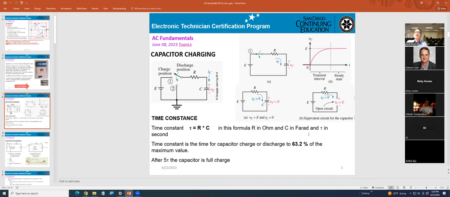On the B, they say equivalent circuit for the capacitor. Okay. That means you get the VC positive here and negative here. Okay. And it will be an open circuit. How come they can say open circuit? Who knows why?